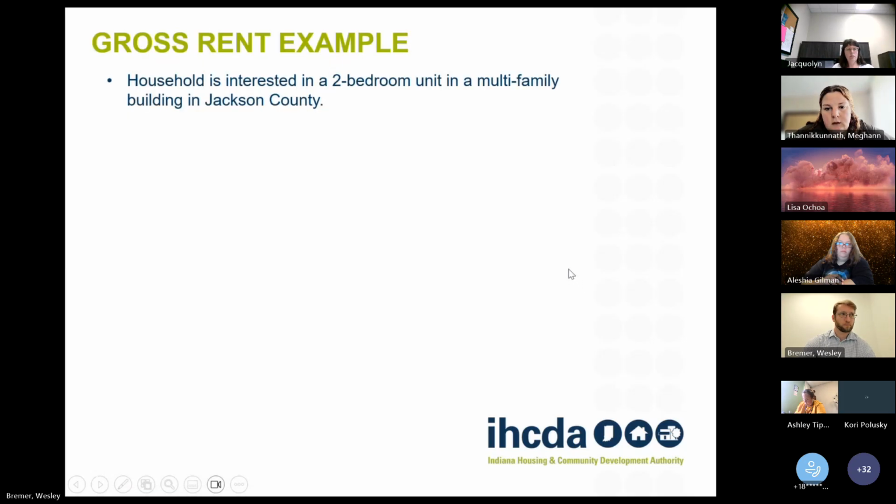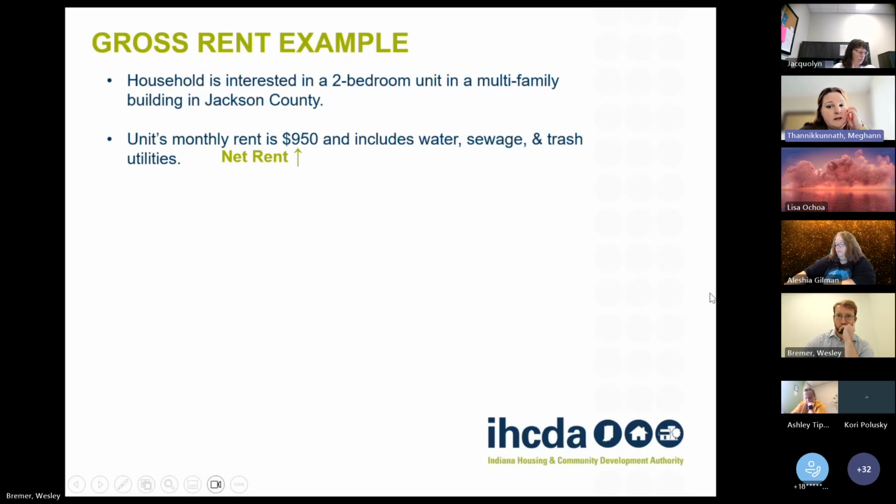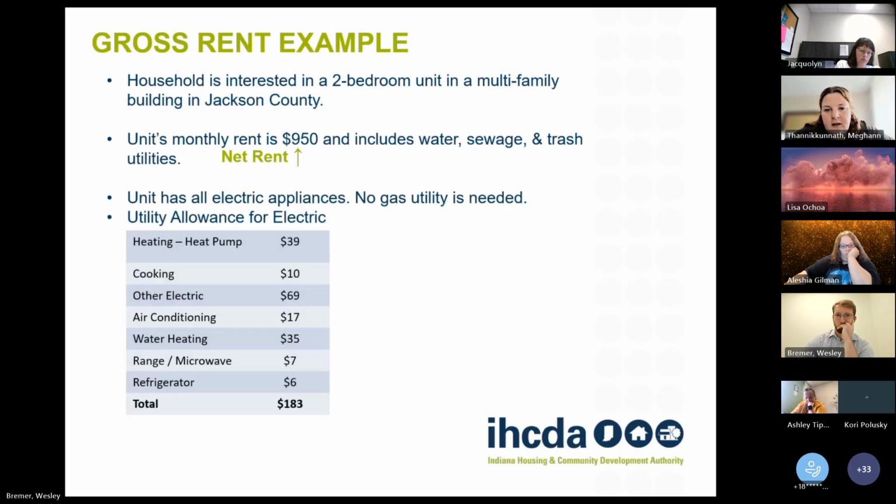Alrighty. So first we're going to go through an example. This is primarily based on a multifamily unit, or like an apartment complex, in Jackson County. The unit itself, the rent is $950. This includes water, sewage, and trash. The unit has all-electric appliances, no gas utility is needed, utility allowance for electric. So again, just reviewing that second bullet point, the unit's monthly rent is $950. That includes water, sewage, and trash. And it has all electric.